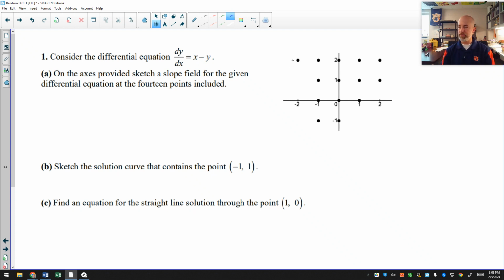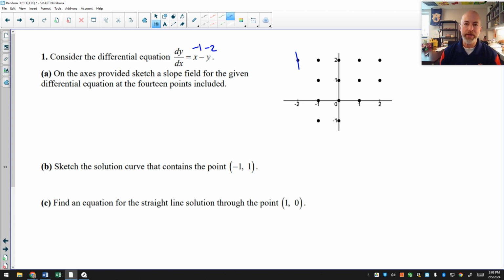So if I'm at the point -2, 2, then -2 minus 2 is -4. So at that point, I need to sketch a piece of a line that has a slope of -4. That's pretty steep. So I'm going to do that. Then I go to -1, 2. So that's -1 minus 2 is -3. So now I have a slope of -3.